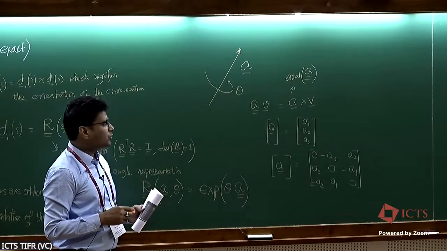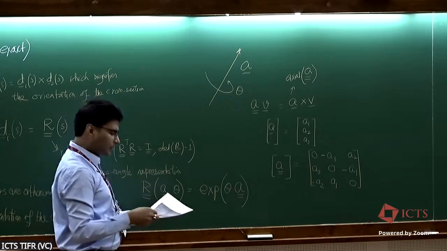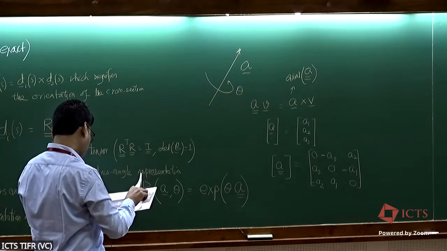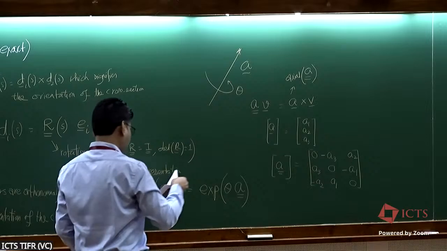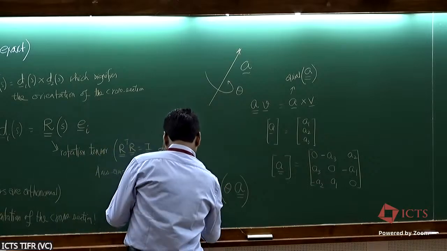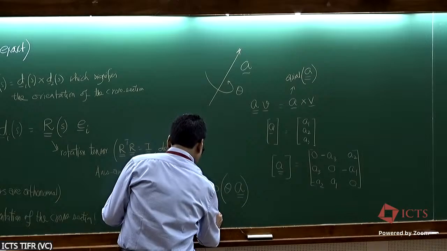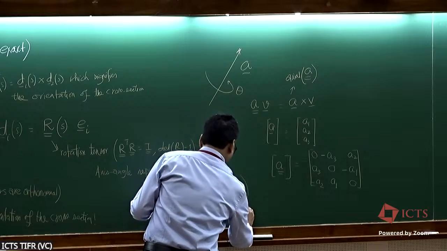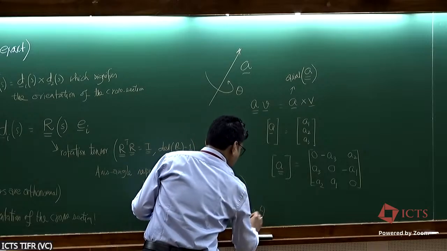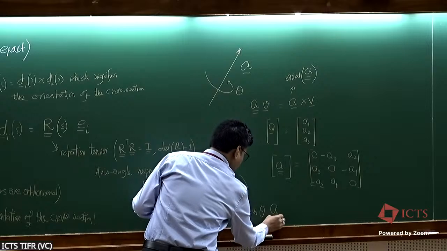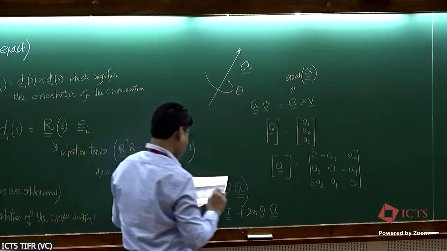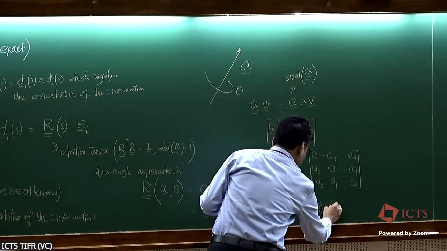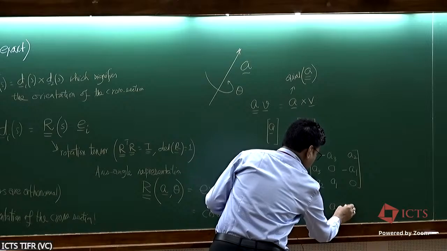There is of course also a Rodrigues formula for rotation. So let me write that down. The same thing can also be written as cosine theta times identity plus sine theta times that skew symmetric tensor A plus 1 minus cosine theta times axis A tensor product A.